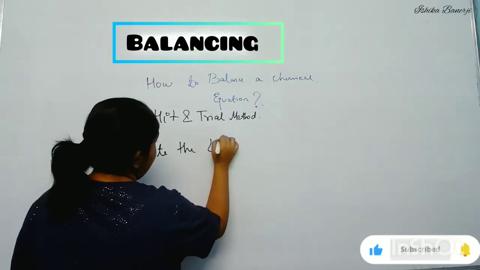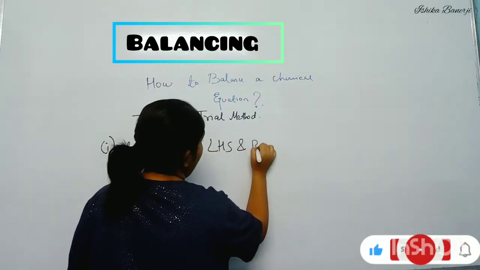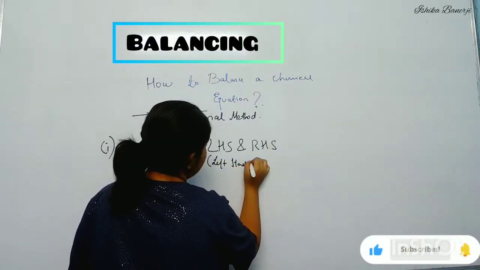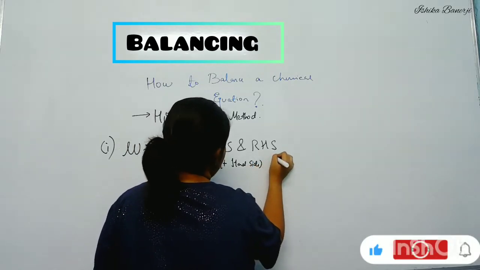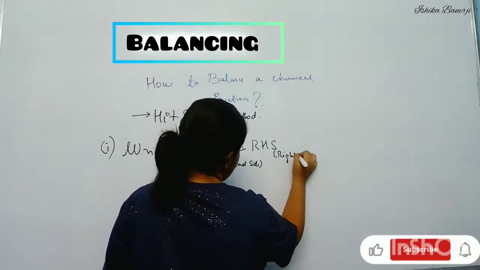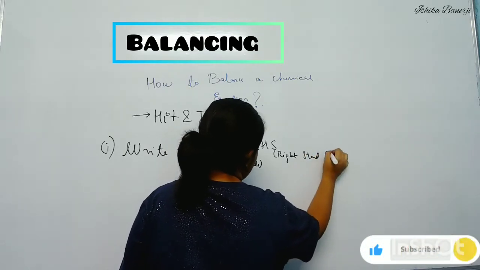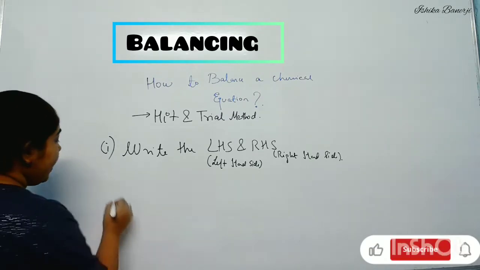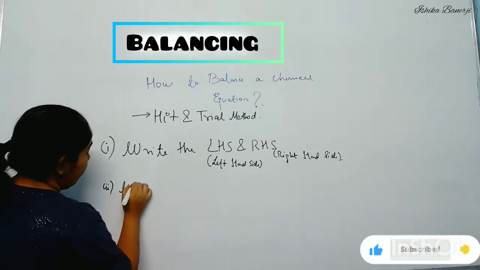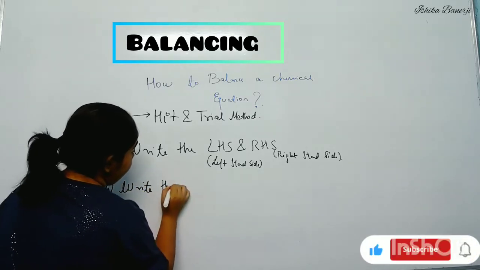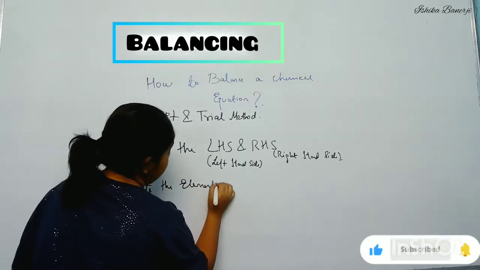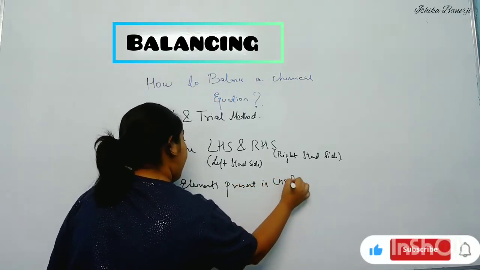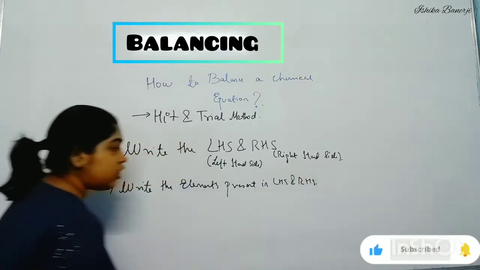So first write the LHS and RHS. What is LHS? Left hand side and right hand side. Okay, so first write the LHS and the RHS. Then number 2, write the elements present in LHS and RHS. Understood?